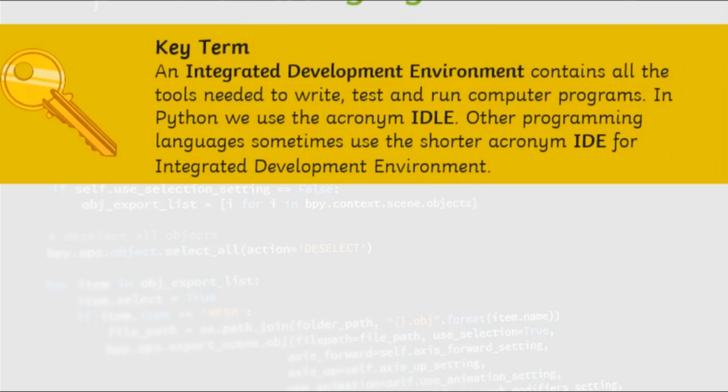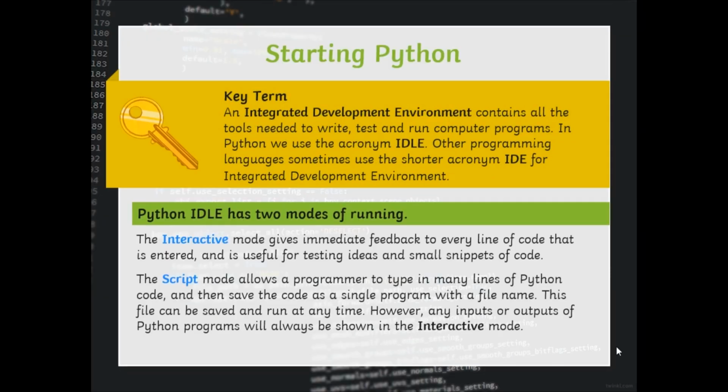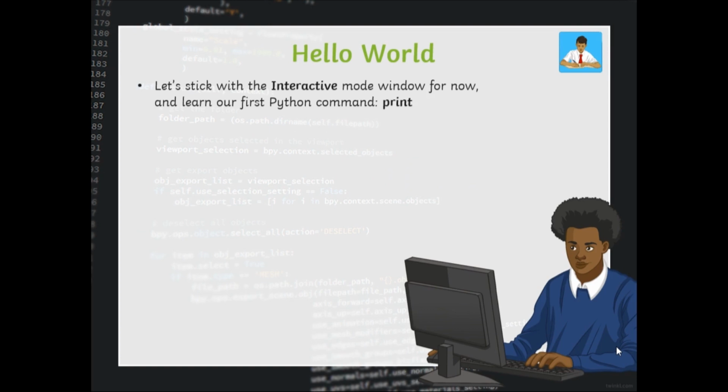Python has 2 modes of running. The interactive mode gives you immediate feedback on every line of code that is entered, and it is useful for testing ideas and small snippets of code. The script mode allows programmers to type in many lines of Python code and then save the code in a single program, so they can run it all at once.